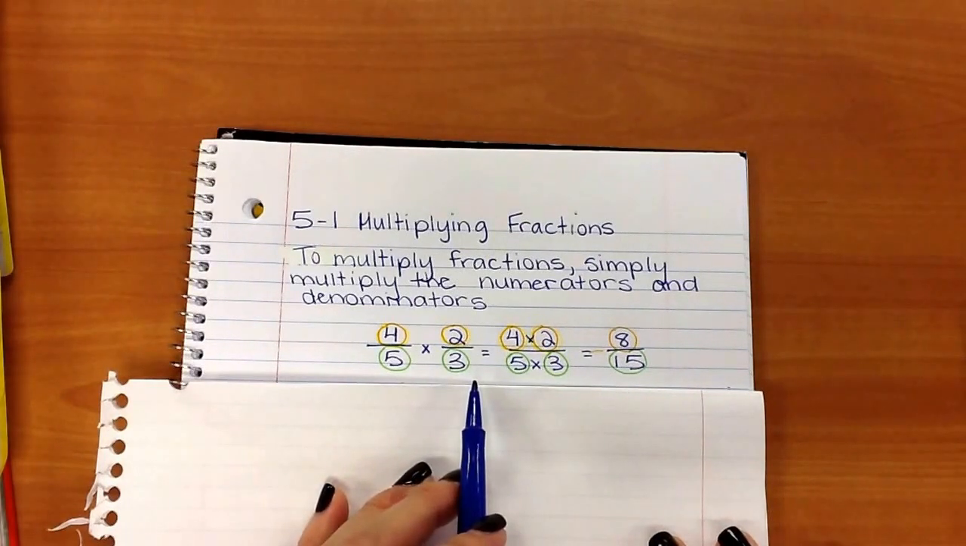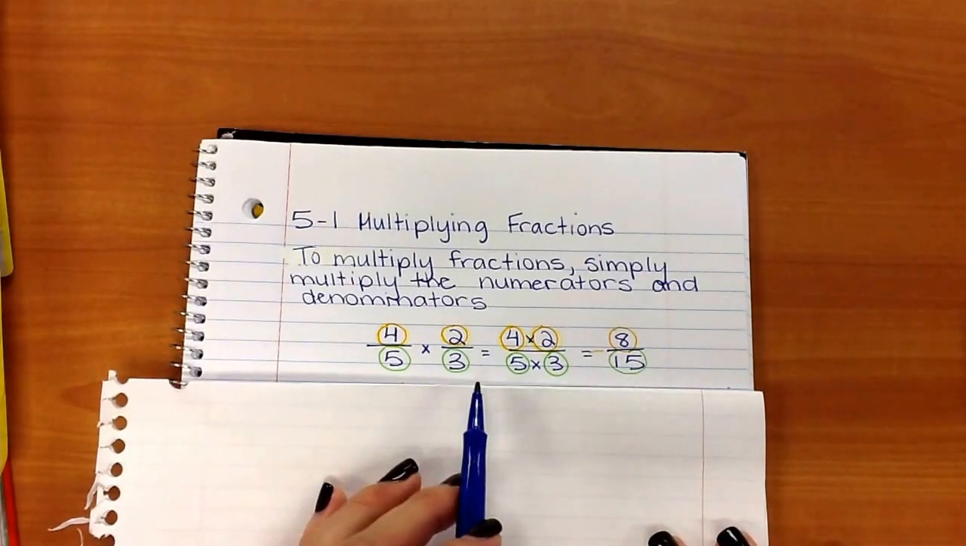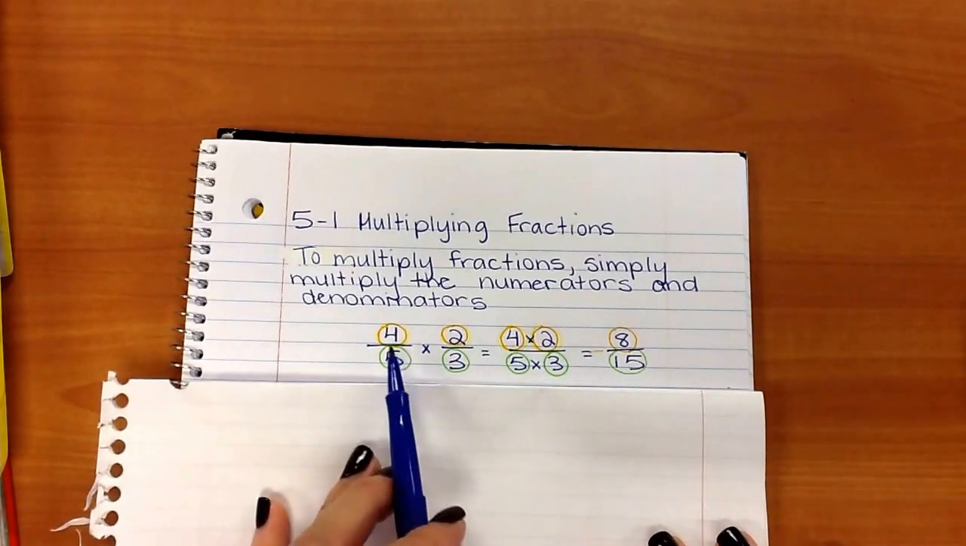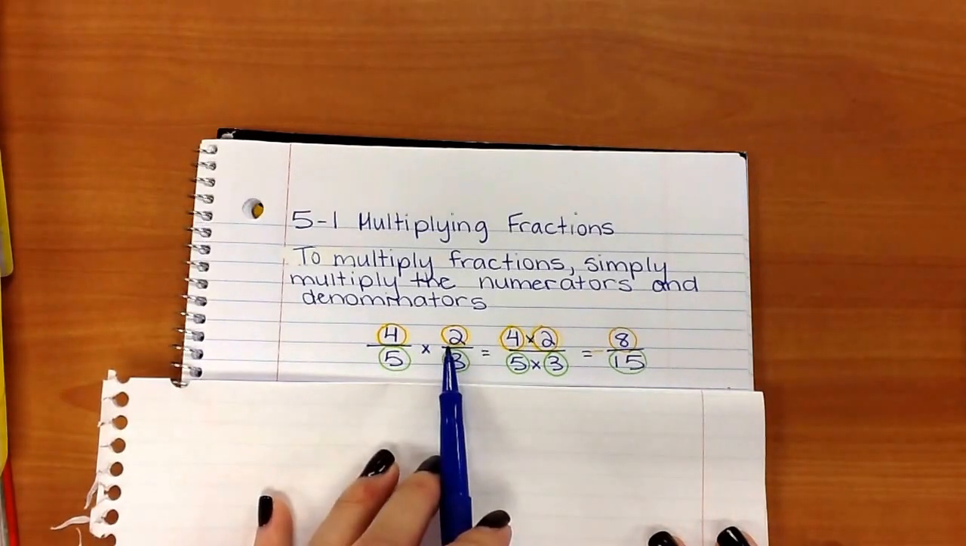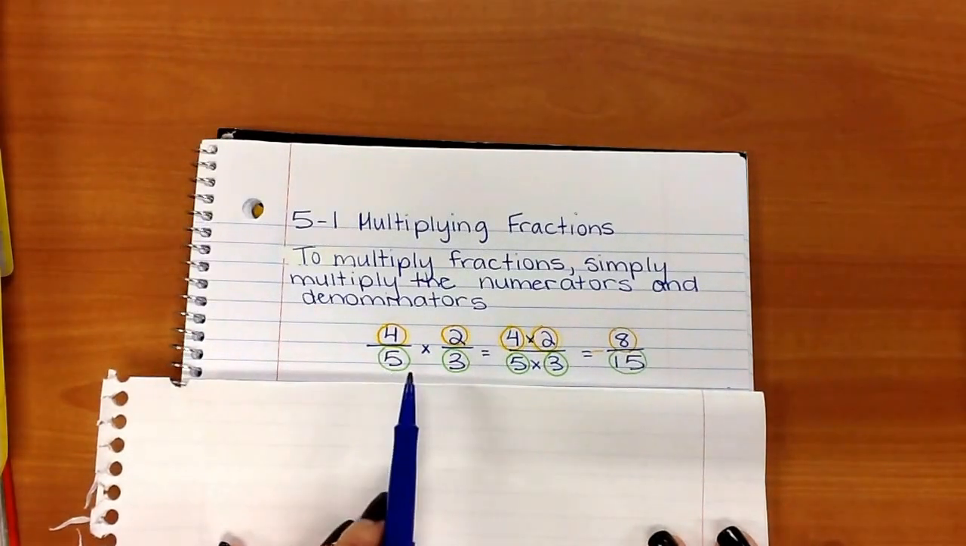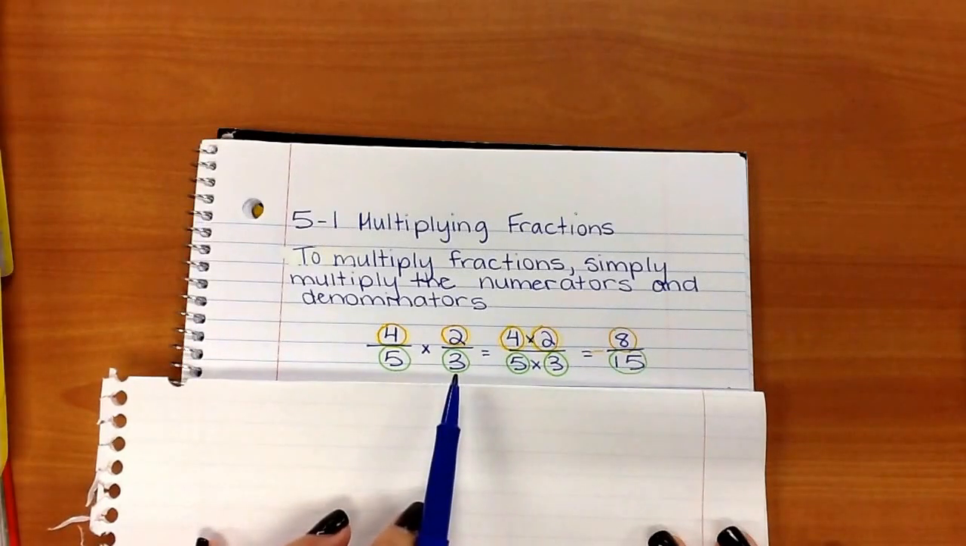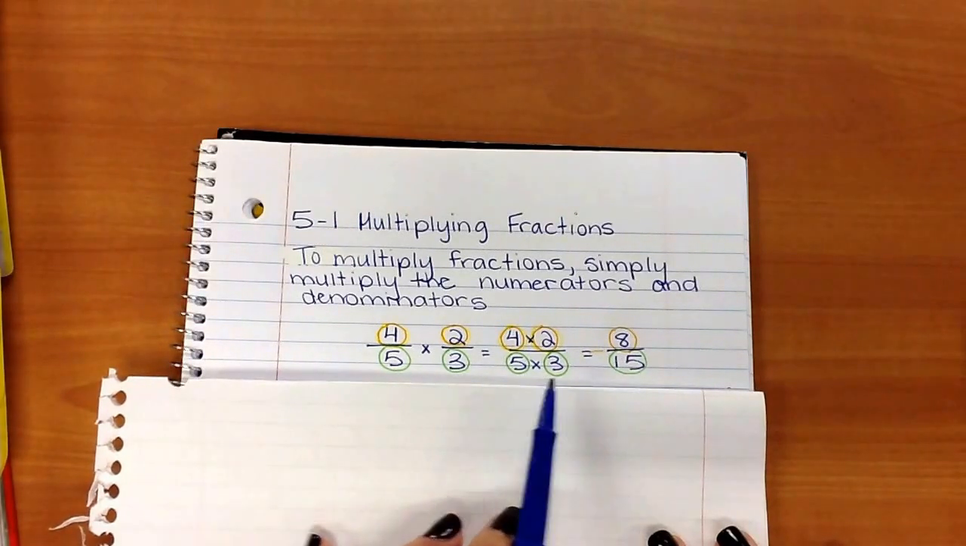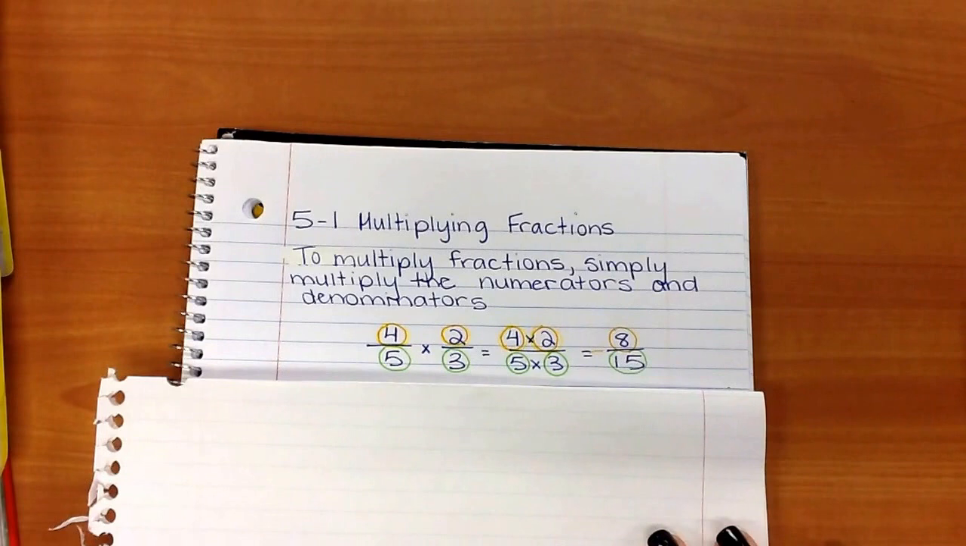In order to solve this problem, I need to first multiply my numerators. My numerators are 4 and 2, and I know that 4 times 2 equals 8. I need to do the same thing to my denominators, which are 5 and 3, and I know that 5 times 3 equals 15.